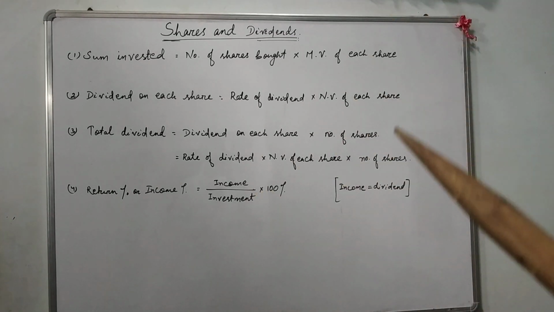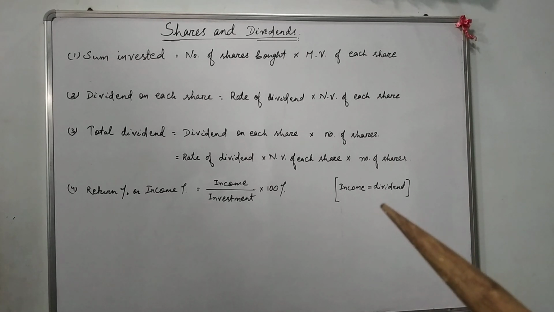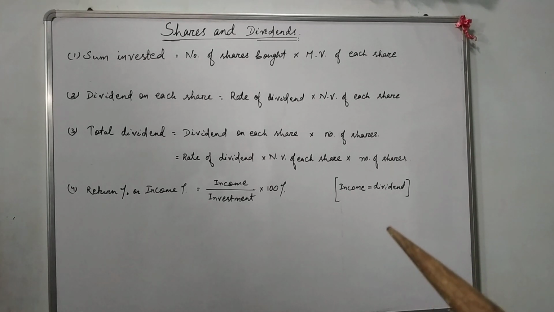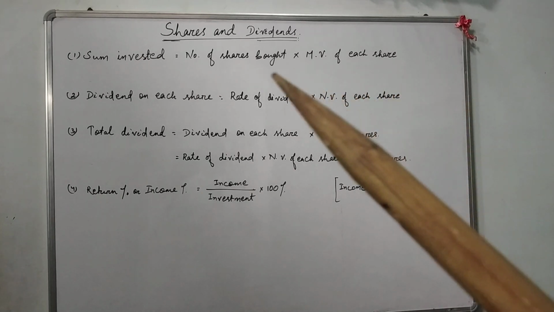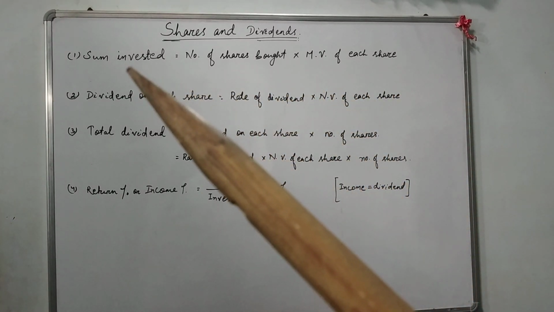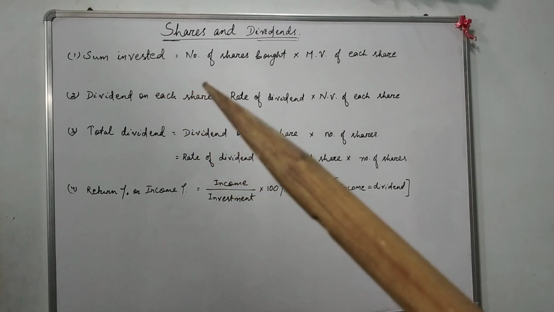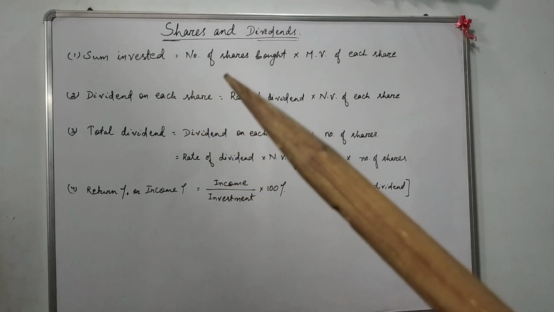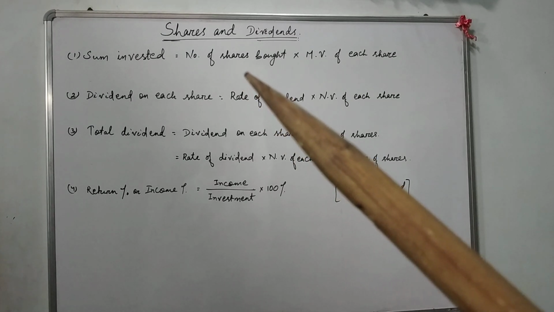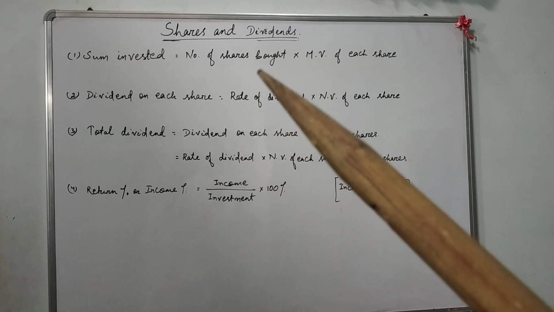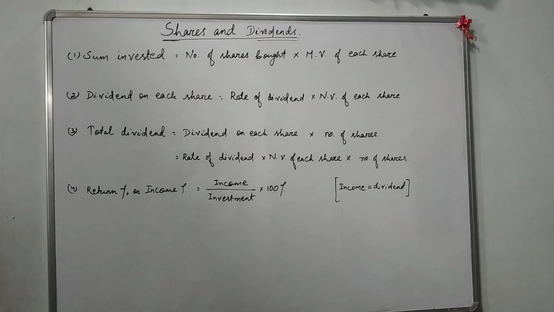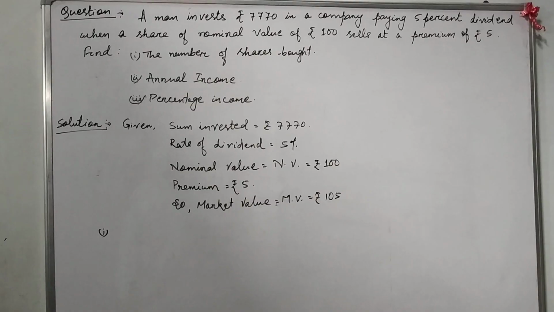So these are the 4 formulas which can be used to find out the unknown value in shares and dividends. Suppose the number of shares is not given, but sum invested is given. So by using this formula, we can find out the number of shares. Number of shares will be equal to sum invested by market value of each share. So let us see now one example on which these formulas can be used to find out the required value.